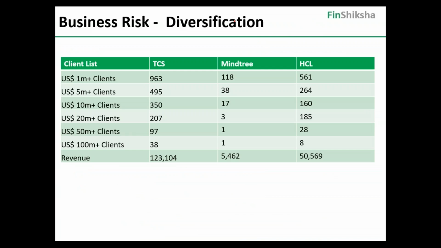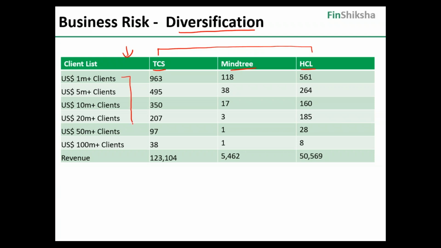Now comes the diversification, how business is diversified. So this is very simple. I've taken an example of TCS, Mindtree, and HCL based on the client list and the amount generated from the clients. I have taken three separate companies. So for example, TCS has a revenue of, let's say, 1 lakh crore. HCL has half of it, around 30-40,000 crore, and Mindtree has around 5-6,000 crores.